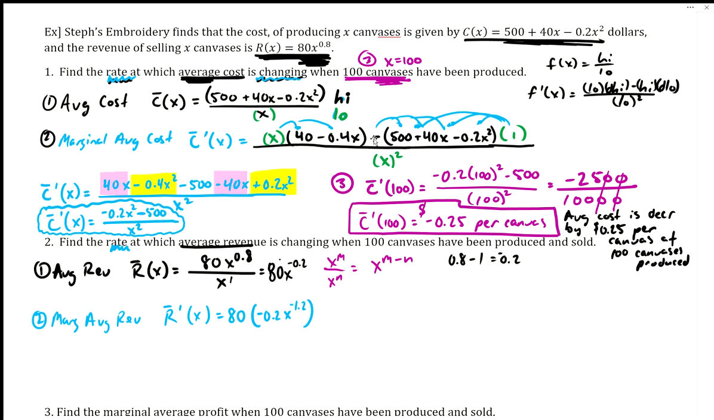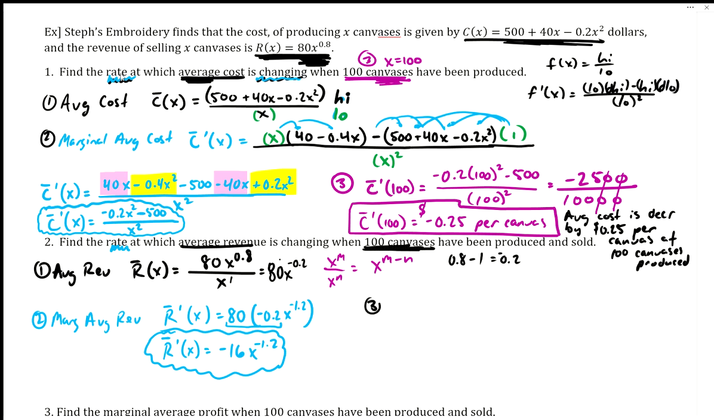Okay, and so then we just have to multiply the 80 and the 0.2 and make sure it's negative. So our marginal average revenue is negative 16. That's what that simplifies to. And then x to the negative 1.2. Okay, so this is our marginal average revenue function. And then they want to see, well, what happens when you plug in 100? Okay, so that's our third step.